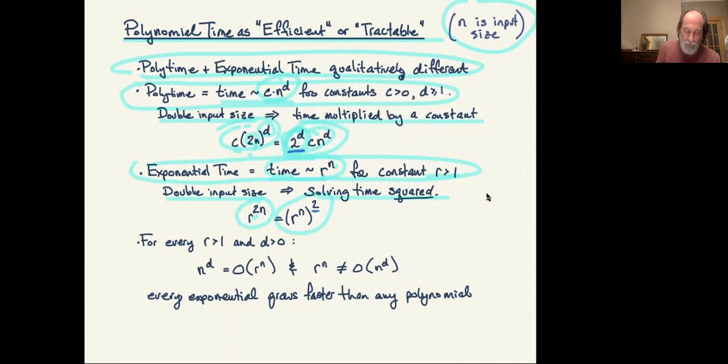And so if we think about asymptotic notation, well, for every r bigger than 1 and d bigger than 1, n to the d is big O of r to the n, and r to the n is not big O of n to the d. Okay, so these are very different things, right? For any choice of r and d. So the smallest exponential and the biggest polynomial you can think of still have the property that the exponential grows much, much faster than the polynomial, at least asymptotically.